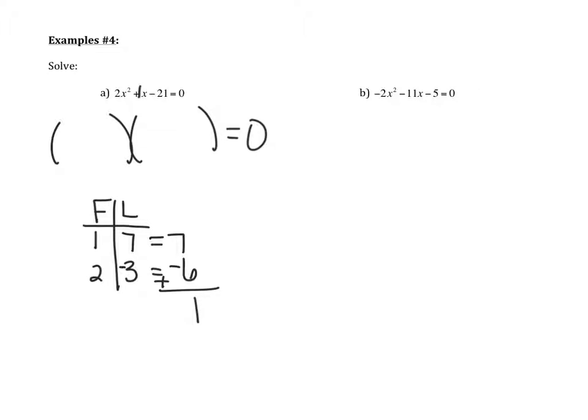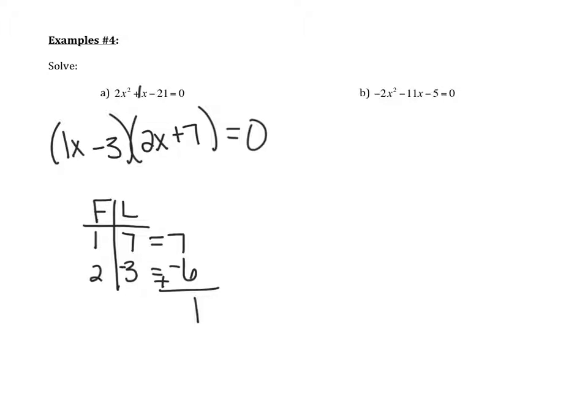So we want to take 1 times 7. So if I put the 1x right here, I go to the opposite parenthesis and I want to put that plus 7, because remember, I want the 7 to be positive. Next, I'm going to take 2 times negative 3. So the 2 would have to go here. It'd have to be 2x so that I get that x times x to get the x squared. And I want to take 2 times negative 3.